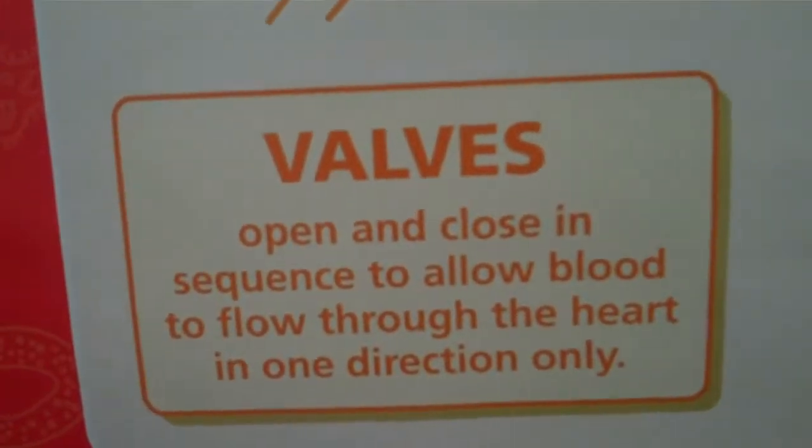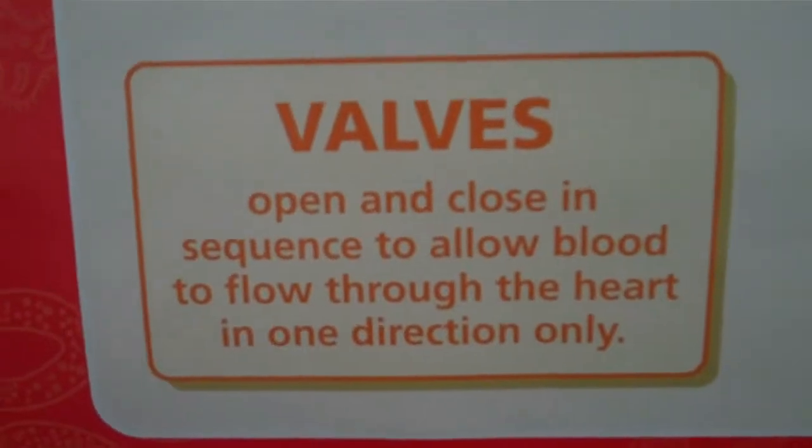In the heart we have valves. You see one here, one here, one here, and one here. The valves make sure that the blood is flowing in the right direction. We don't want the blood to be going backwards.